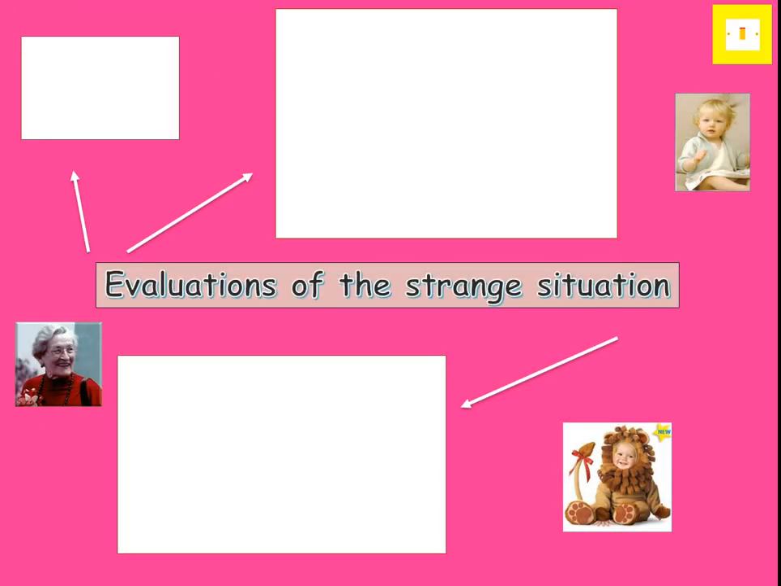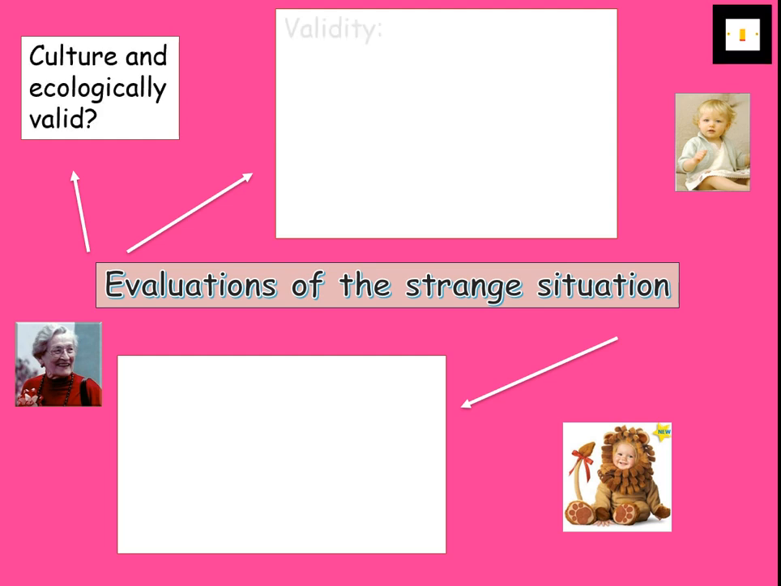So, evaluation of the strange situation. This would really be another lesson, but I want you to have a look at it now. Again, when you're evaluating, generally you need a couple of things for me to evaluate. You need to know what the research method is and who the sample is. And then you know that you've got a lot of stuff that you can evaluate with.